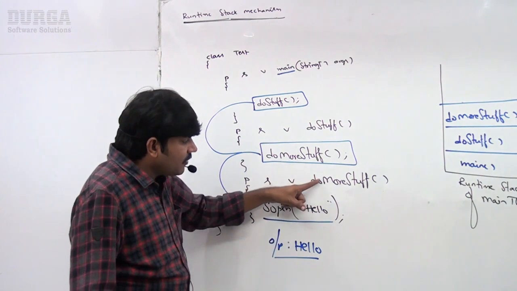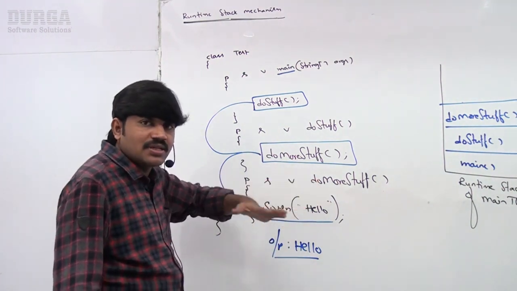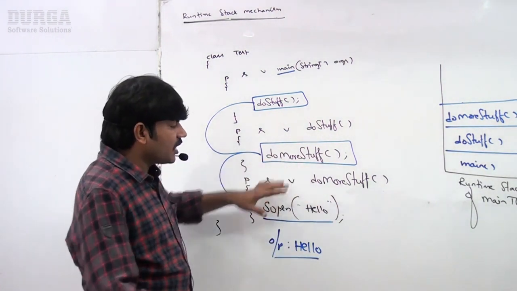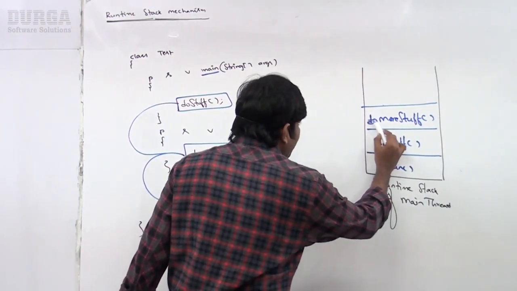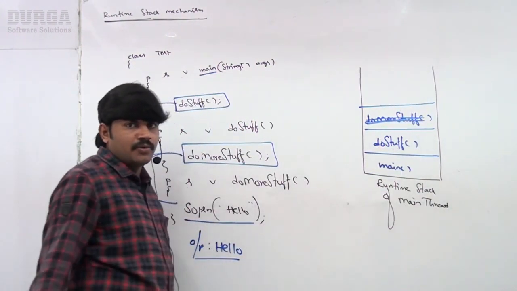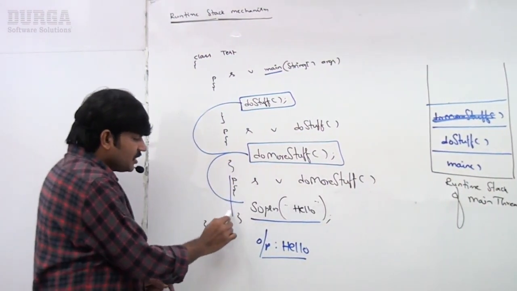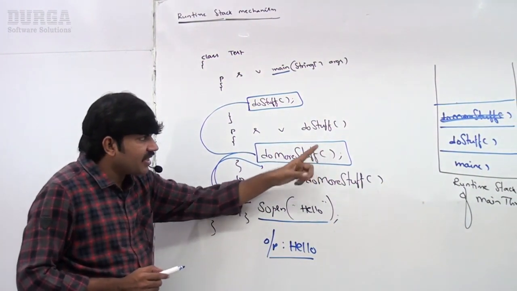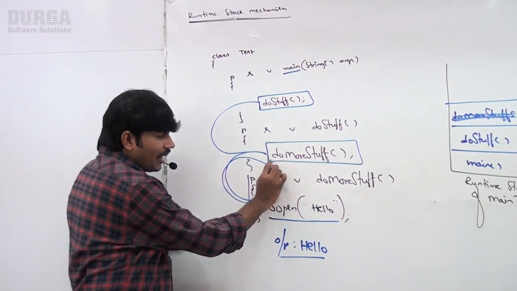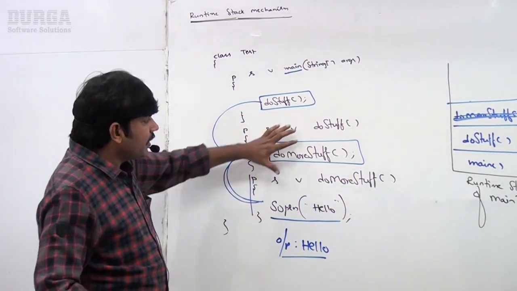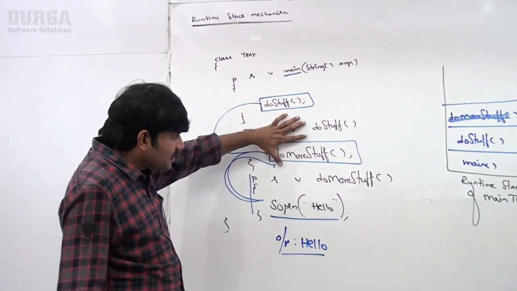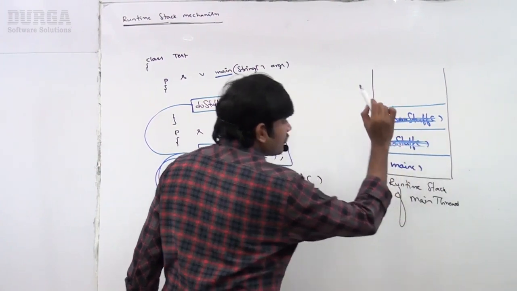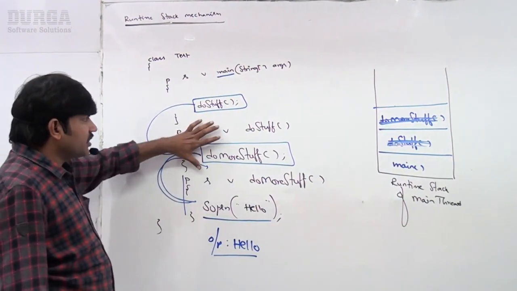Yes. Once any method call execution is completed, the corresponding entry will be removed from the stack. So doMoreStuff will be removed from the stack. Once this is completed, the control goes to doStuff, because the doMoreStuff method call completed. Now no other thing is there to continue, so doStuff is also completed. Once doStuff is completed, JVM will remove the corresponding entry from the stack.